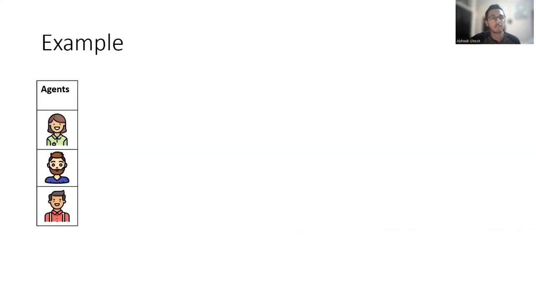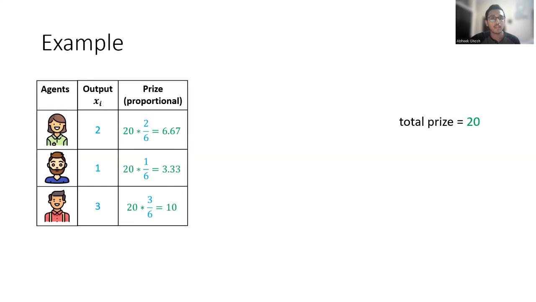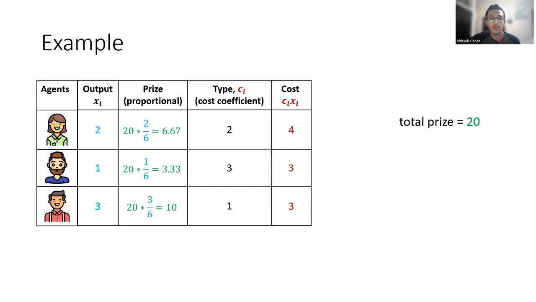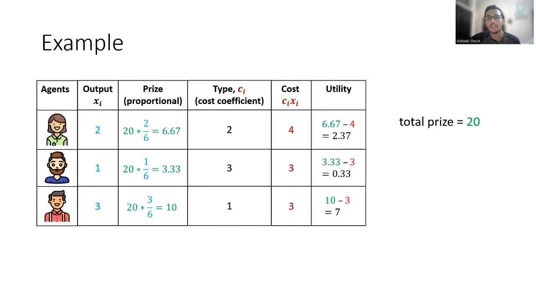Let's look at an example. Say there are three agents. Each agent produces a certain amount of output, which we denote by xi. The prize is allocated proportionally. So if the total prize is of value 20, then the first agent who produces an output of 2 gets a prize of 2 by 6 times 20, where the total output is 6. Each agent also has a cost coefficient denoted by ci, and the cost that agent i has is ci times xi, as shown in the slide. The utility is the prize that the agent gets minus the cost.